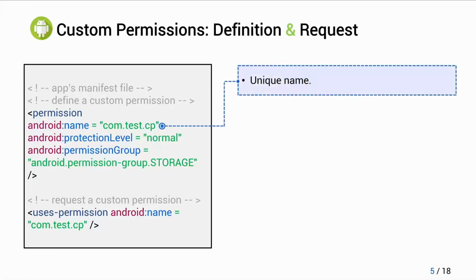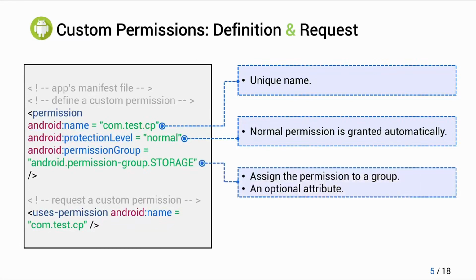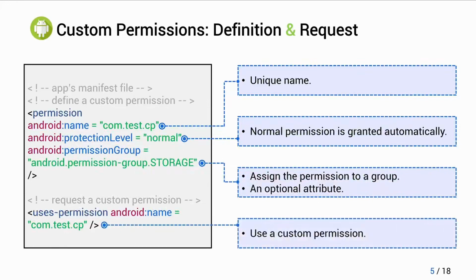If the name is the same as an existing permission, this custom permission will be ignored by the system. Besides, the normal permission is granted automatically. This custom permission is assigned to the storage group, and this behavior is optional. To use this custom permission, the app needs to request it through the uses-permission element.